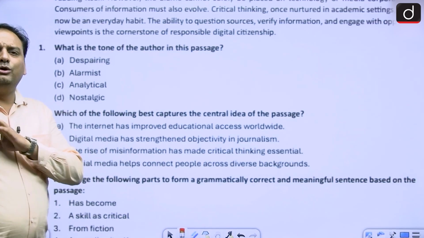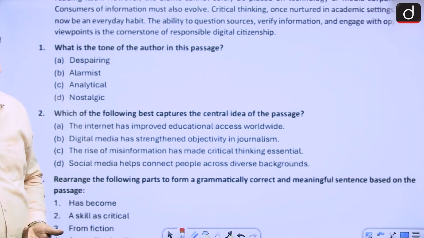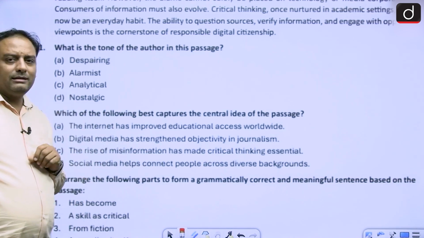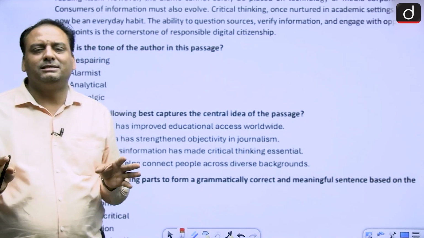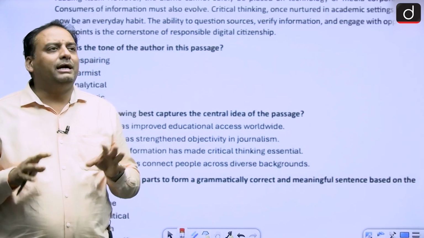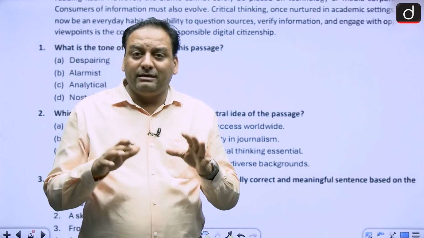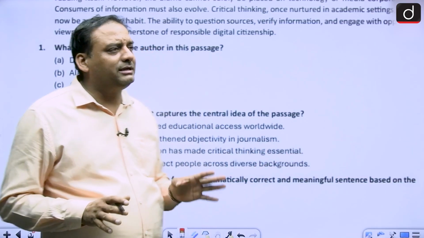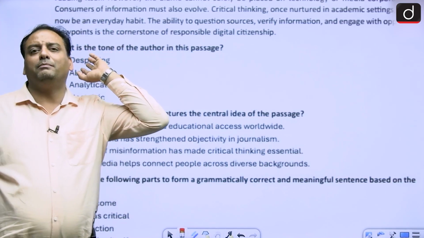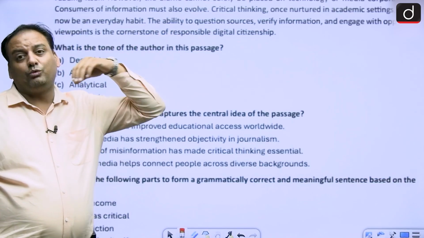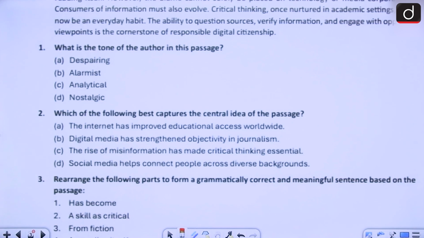Despairing means to say no hope at all. Alarming means to say that is giving the warning. And analytical, that means to say it is talking about objects, it is talking objectivity, it is talking about data and fact, the evolution is there, everything is there, then it is called analytical. Nostalgic, you are talking about something previous, something that was done in your life, you are just remembering it again and again, so please think about that.